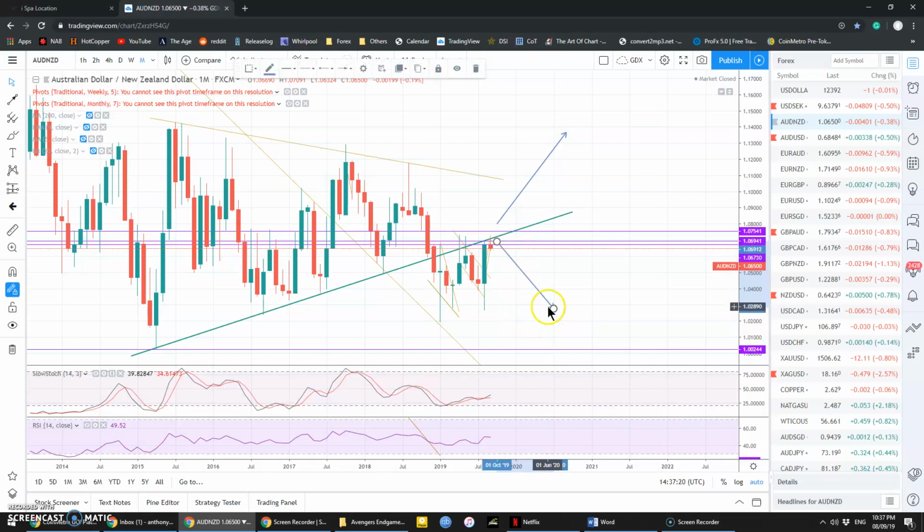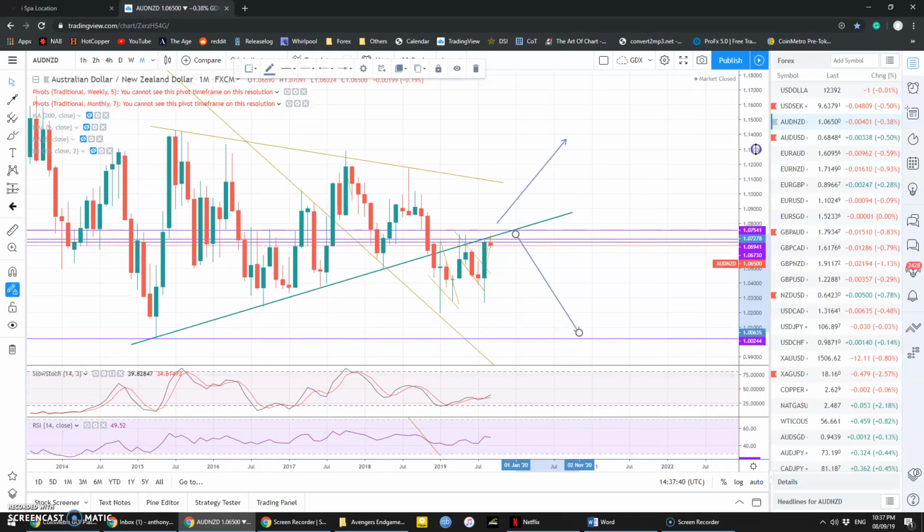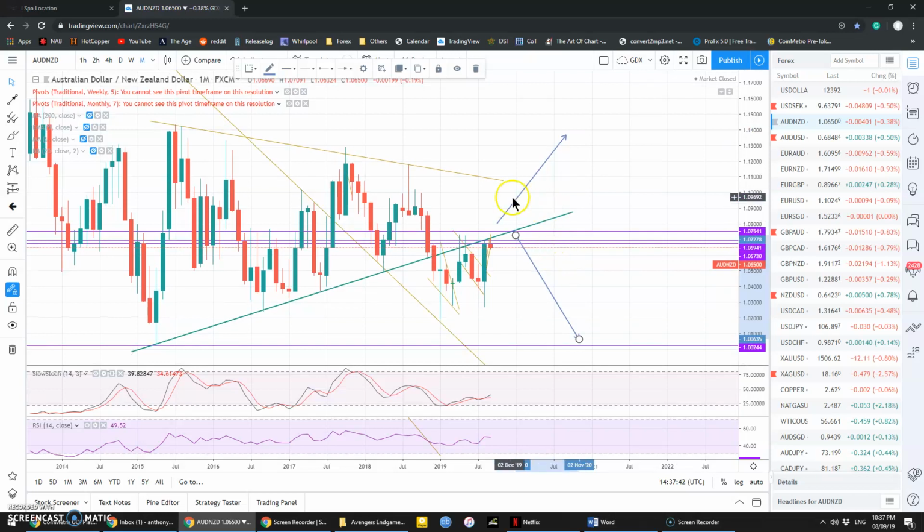If this back test of this monthly triangle fails, which I'm hoping it will, we're likely to go back down and retest this bottom, and then we'll see. If we break this low level, then it gets even more bearish. But we'll cross that bridge when we come to it. Right now, my setup for this is bearish, short with a stop above the green triangle support line. And yeah, that's it for the Aussie dollar.